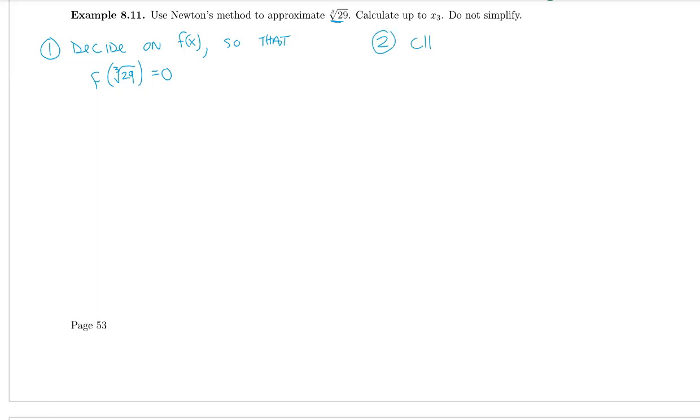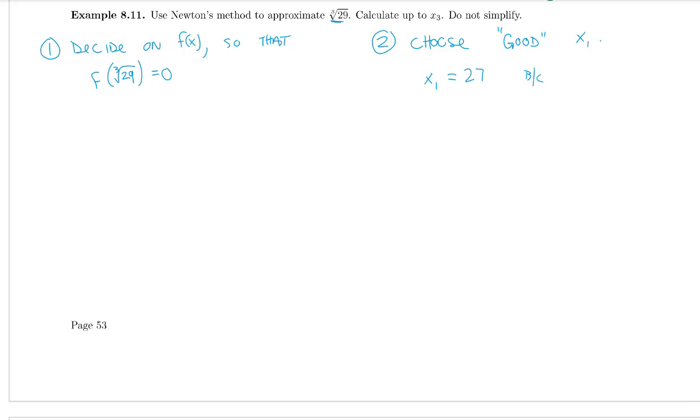Second, we need to choose a good x1 value. And what I mean by good here is a value that we can calculate by hand. So in this case, we can do that before we do anything else. Our x1 should be 3 here, and 3 is a value that's used throughout the rest of the problem.